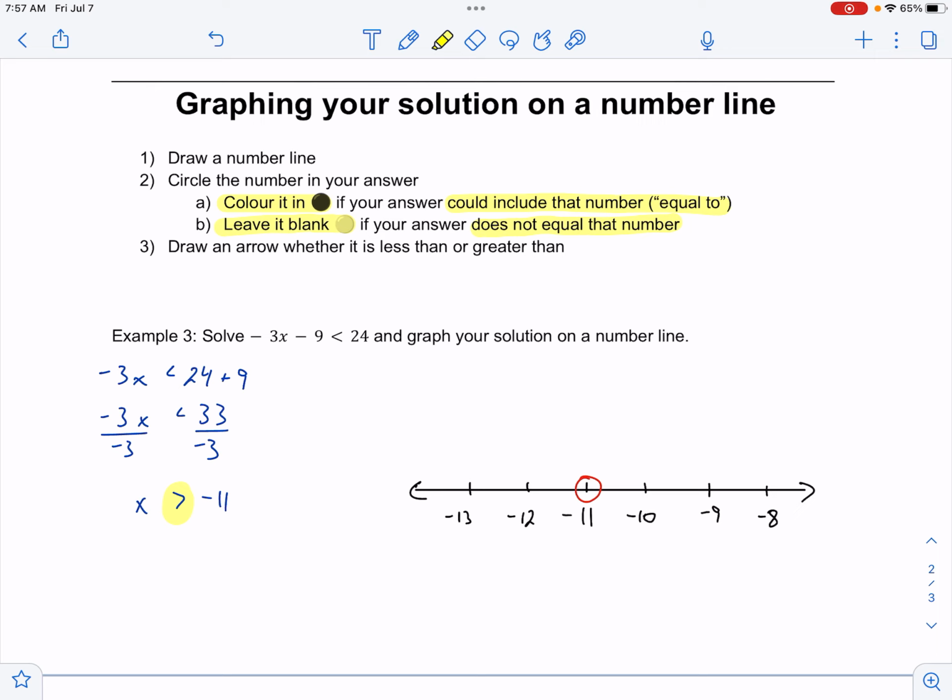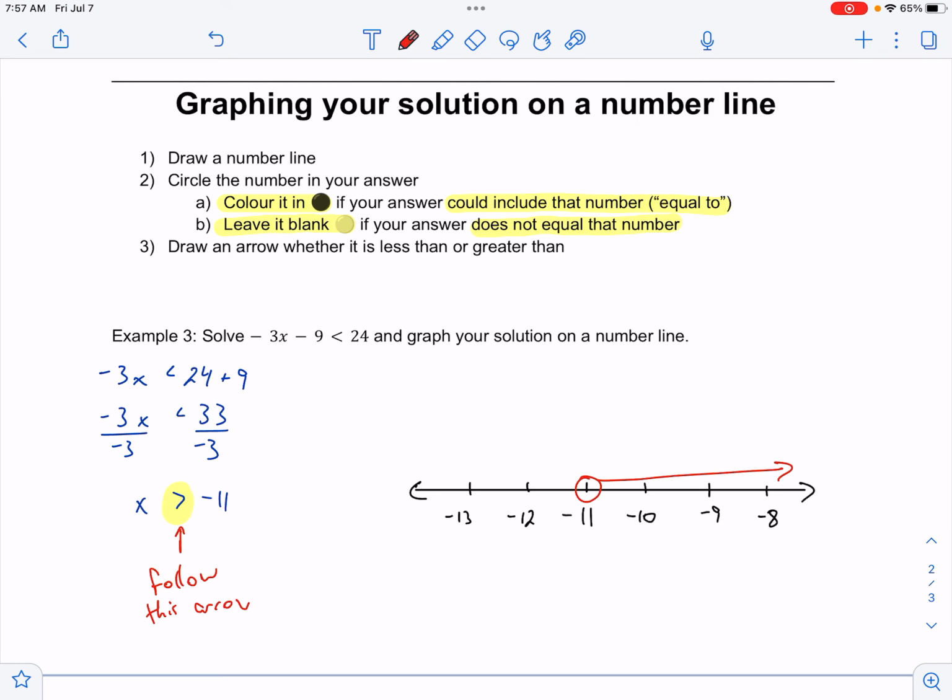And then I'm going to draw an arrow, whether it is less than or greater than, and my hint to you is follow this arrow. X is going to be greater than negative 11, which means that it could be negative 10, negative 9, negative 8. We're going to go that way. And I'm literally just drawing a line. That's it. That's all there is to it.